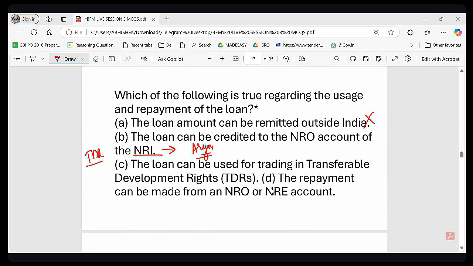Dinesh is answering yes. Absolutely right. Yes, correct. The loan proceed can be deposited into the NRO account of the NRI or PIO. Right. So option B is correct. Option B is correct. The loan can be credited to the NRO account.